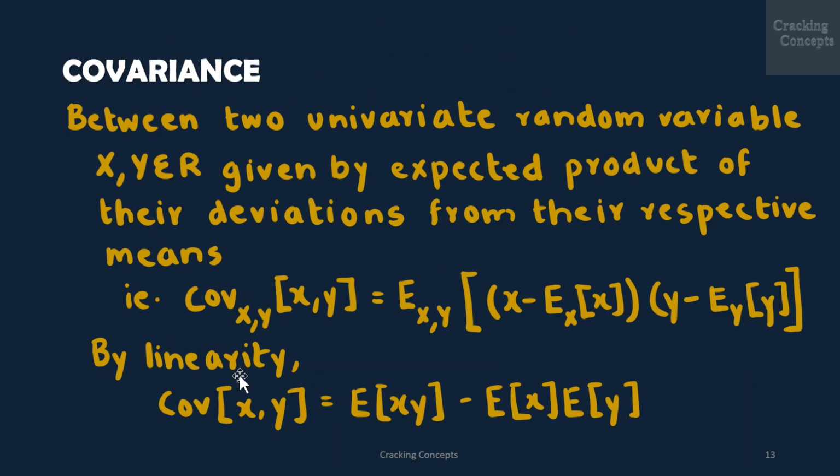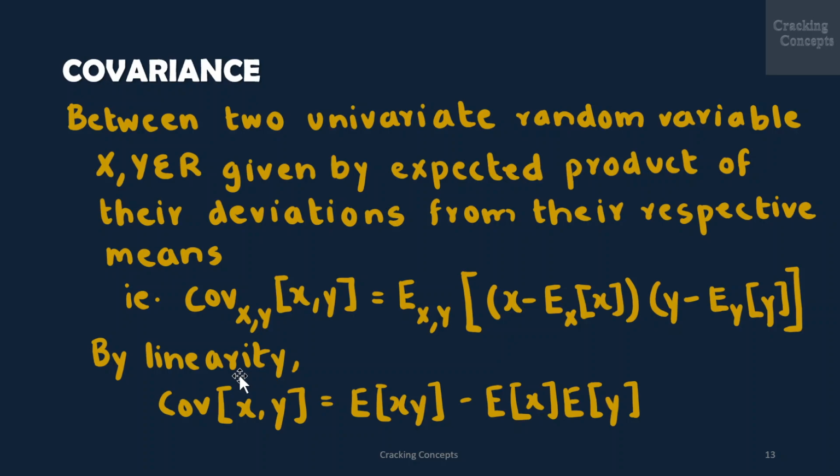Now let us look into covariance. Covariance between two univariate random variables x, y, which are real numbers, is given by the expected product of their deviations from their respective means, which is covariance of x, y given by expectation of (x minus expectation of x) into (y minus expectation of y), the whole of a random variable x, y.